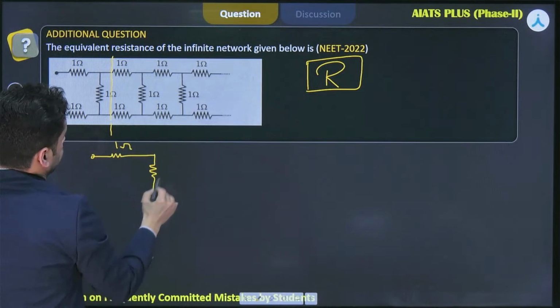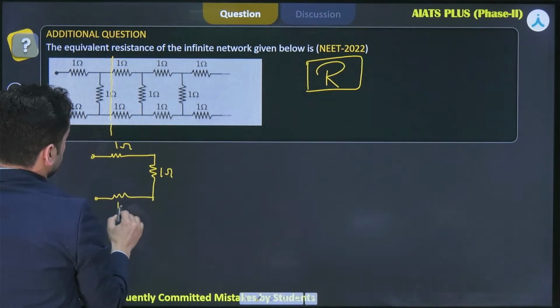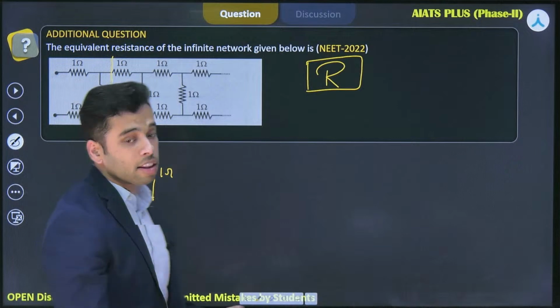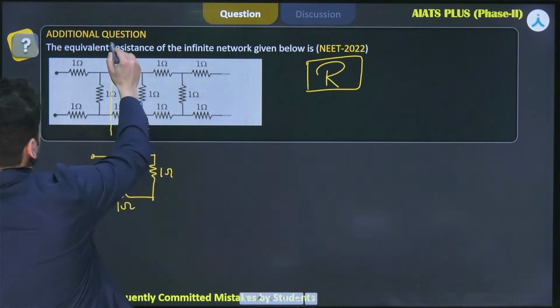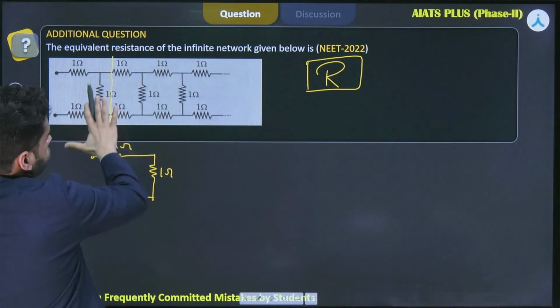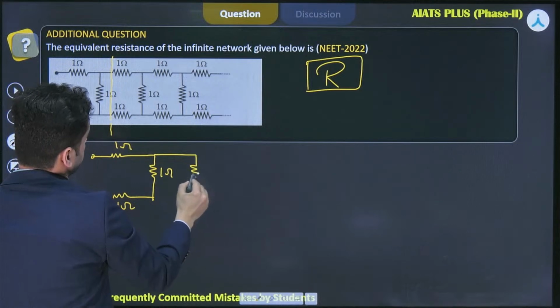Again, this is your 1 ohm. And this is your 1 ohm. The circuit is repeating, as you can see that this is an infinite ladder network and the circuit is repeating. So I'm assuming that this is my line and the part which lies to the right of this line has an equivalent resistance of R. So this is my R.